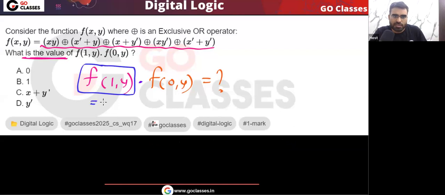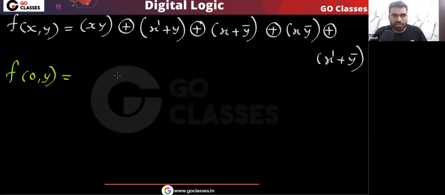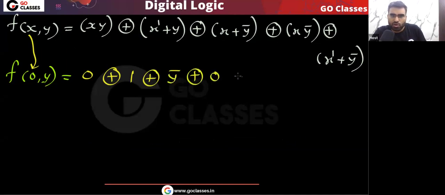What is this expression? This expression is 1. Now let's see what is f(0,y). Let's find out f(0,y). Remember, I should put x equal to 0. If I put x equal to 0, here I will get 0 XOR, here I will get 1 XOR, and here I will get y bar XOR, with x equal to 0. Correct? Yes or no?